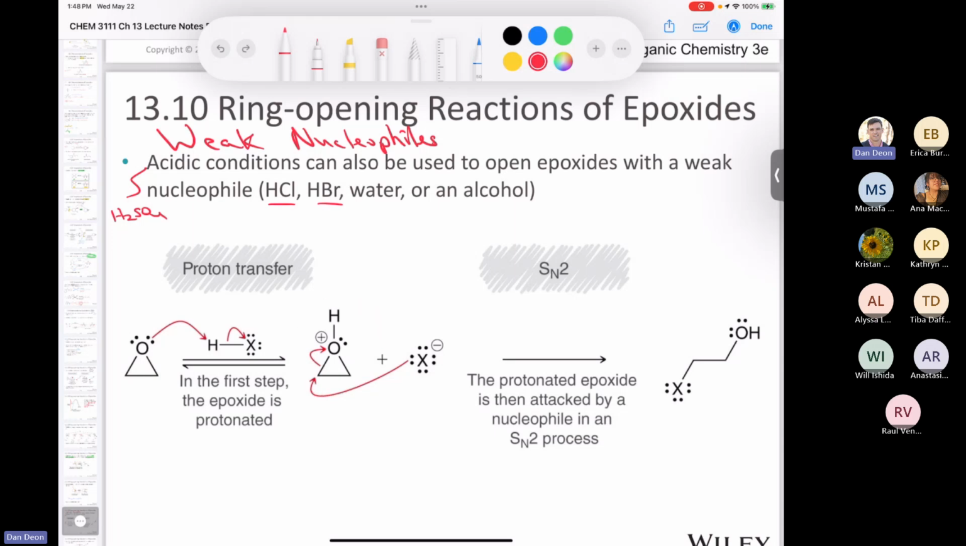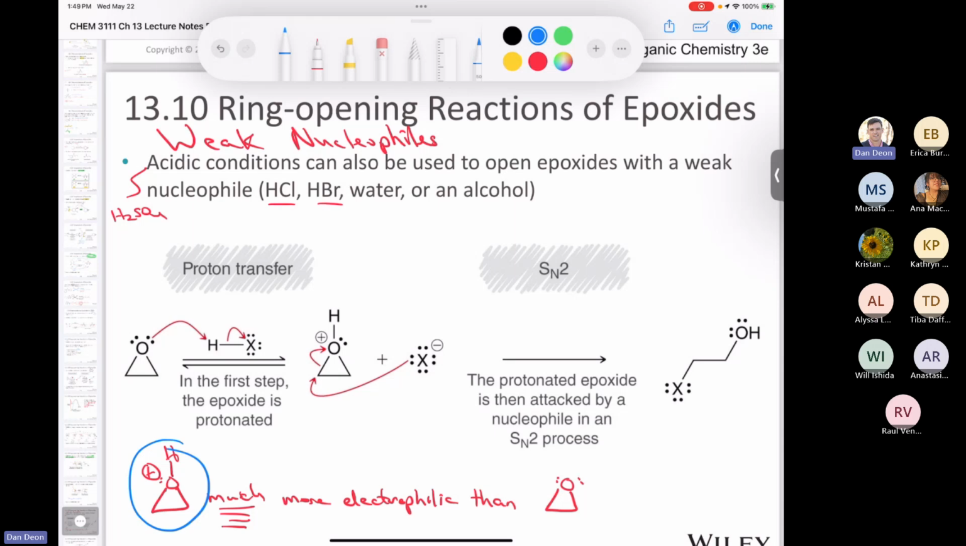The protonated form, which is this, is much more electrophilic than the unprotonated form. The unprotonated form, which I have on the right here, will react with a strong nucleophile, but this one here is going to react with a weak nucleophile.